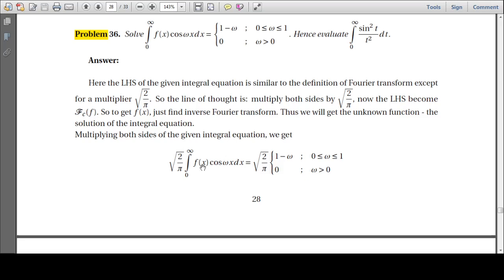So just by multiplication of this constant root of 2 by pi on both sides, the left side transformed into the Fourier cosine transform. Once you have the Fourier cosine transform in your hand, just taking the inverse Fourier cosine transform, we get f of x. So solution of this integral equation means we find out the unknown function f of x just by using the concept of Fourier cosine transform. We start by multiplying both sides of the given integral equation by root of 2 by pi and make the left side the Fourier cosine transform.